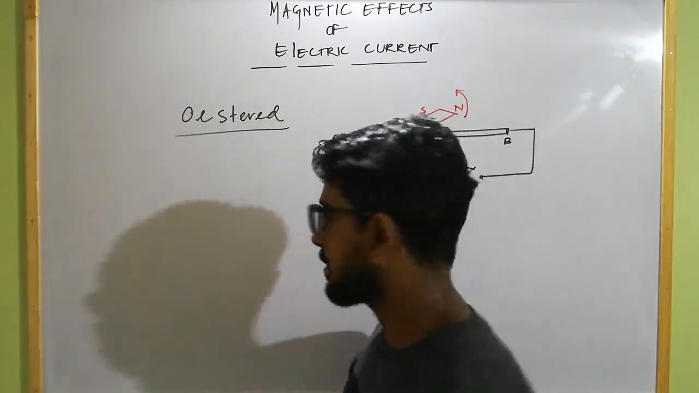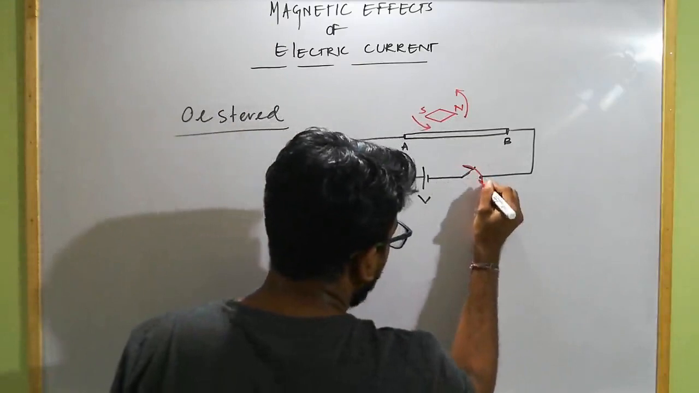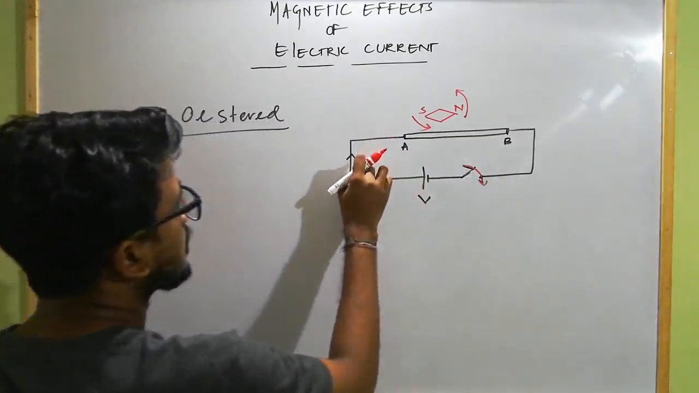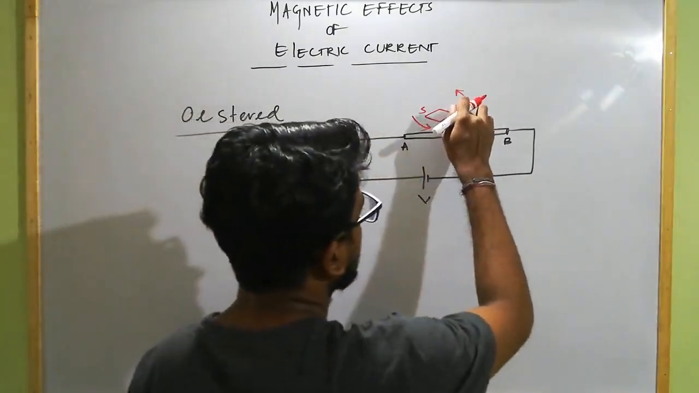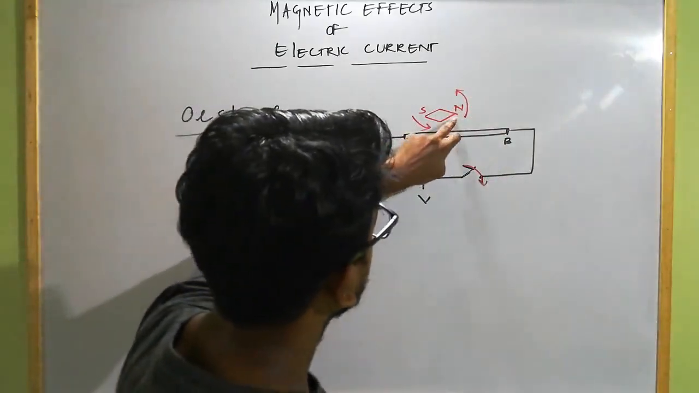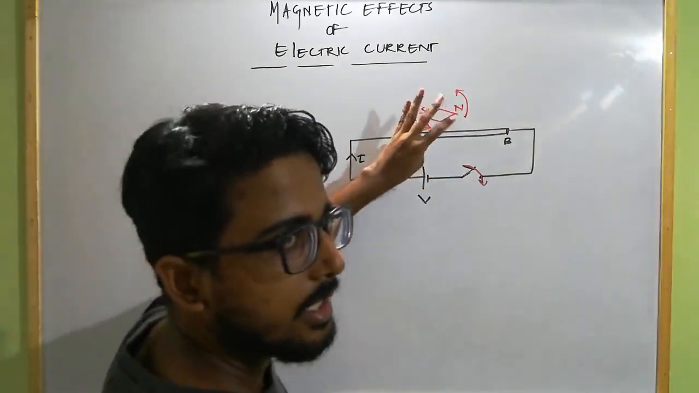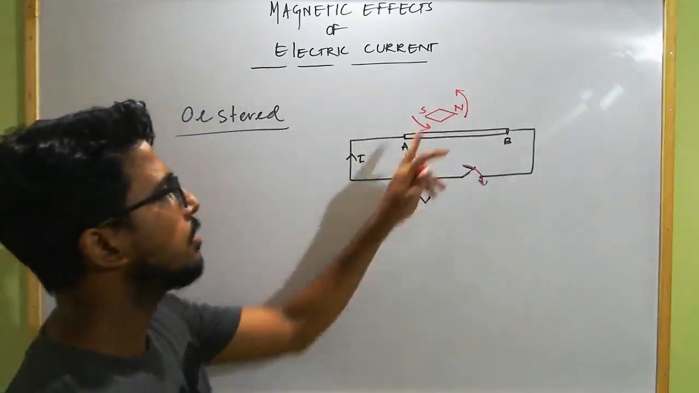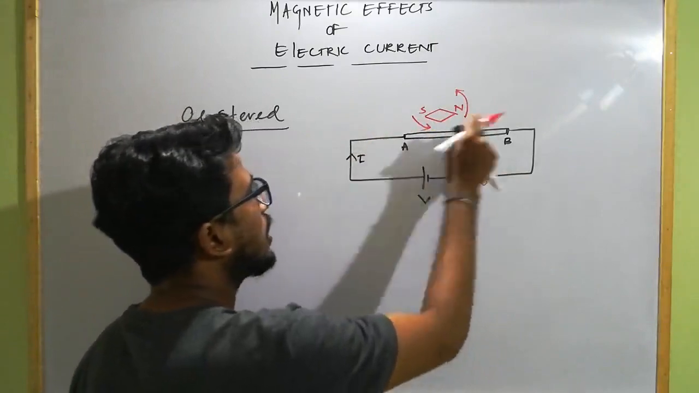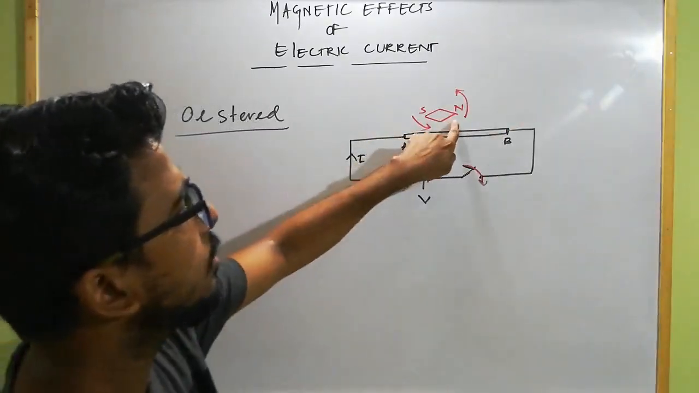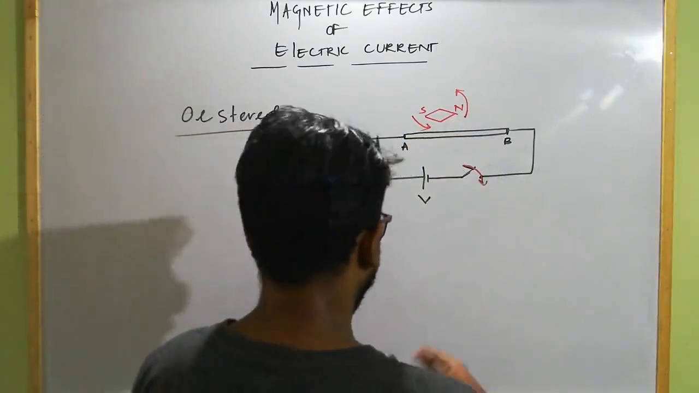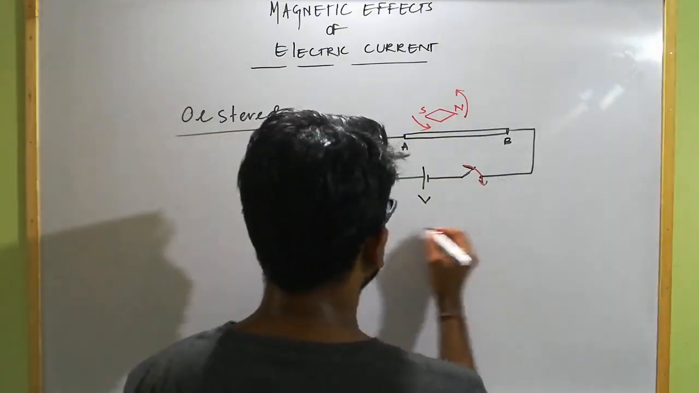Also, if this current value I is increased, that means the intensity of the current is increased, then the deflection in the magnetic needle is more. Clear? When current flows through the conductor, the compass gets deflected. When there is no current, the deflection is nil. And when the strength of the current increases, the deflection of the compass is more.